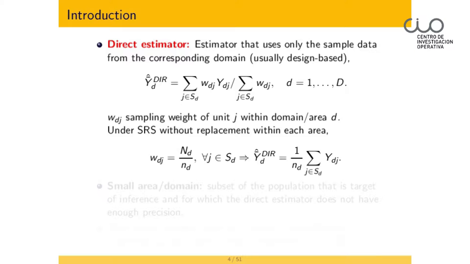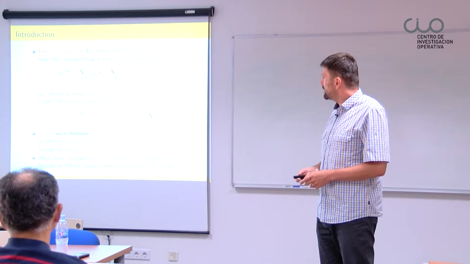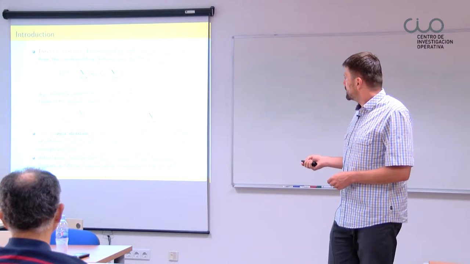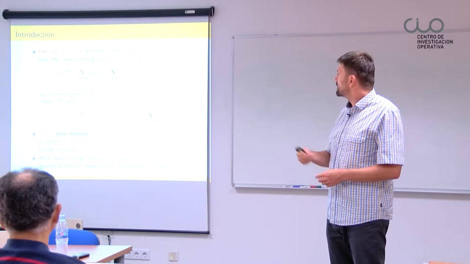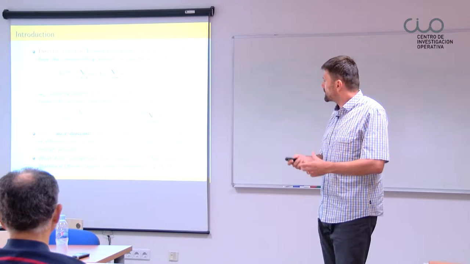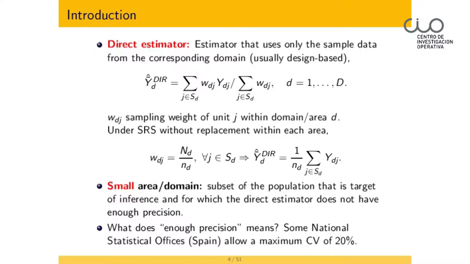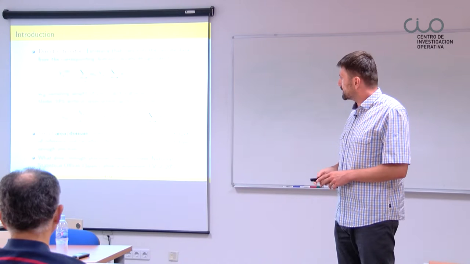So we estimate the mean of the whole population by the mean of our sample. This is why we call the area a small domain. A small area is such an area where the direct estimator does not have enough precision, so we do not have enough data to give enough precision to our direct estimator. What does it mean, enough precision? For example, the Spanish statistical office allows a maximum of 20% coefficient of variation. So the variability of the estimator should be at most 20%.